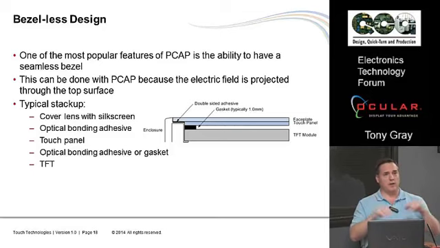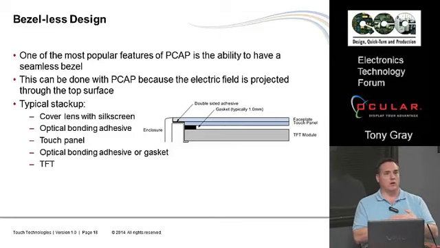So you've got the cover lens, you've got your touch panel, and then of course your TFT. And some people will choose to bond the TFT to the touch panel optically so they get better characteristics out of it. Some people will just put a gasket around it and slap the TFT on. It really doesn't matter. The only thing that really matters is the distance between the TFT and the touch panel.